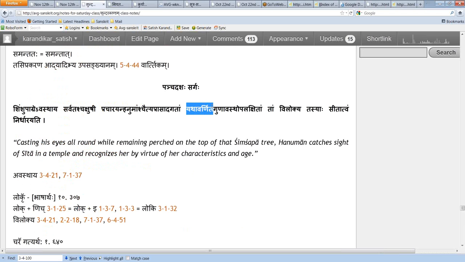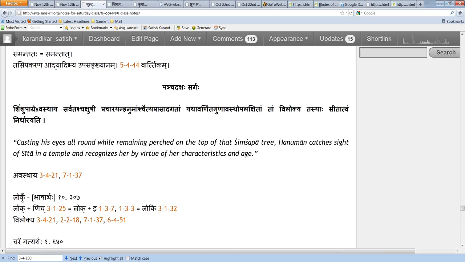Then Gunavasthopalakshitam. So Guna and Avastha. Guna means the qualities, Avastha means the state, maybe state means position in life, like age, etc., Vaya Adi. Gunashcha Avasthacha, you can make it Gunavasthah. And then Yatha Varnitam is qualifying these now. So Upalakshitam means she was characterized by.